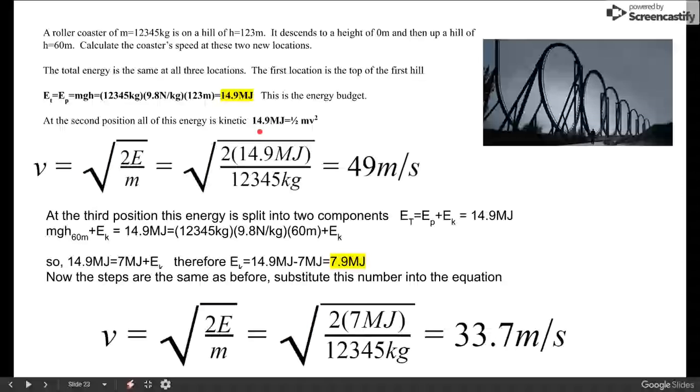At the second point, it's descended to the bottom of the hill. There's no more height. There's only kinetic energy. Rearrange the formula, and we get 49 meters per second. At the third position, the energy is split. There's height on a lower hill and kinetic, and they must add up to the total energy available. So the potential energy on a 60-meter hill plus the kinetic energy equals this. Well, when the mass is on a 60-meter hill, this would be its total energy. So it multiplies out to 7 megajoules. So what we get is the 14.9 megajoules. 7 of it is now as height, and the rest of it is kinetic energy. And we get that velocity at the second position, or the last position.